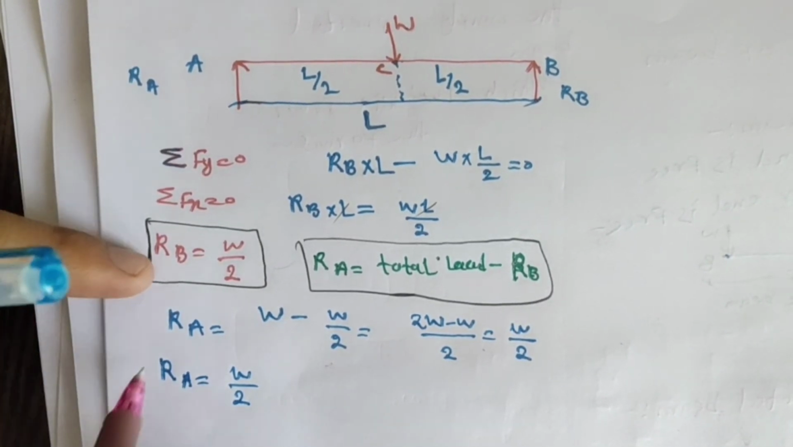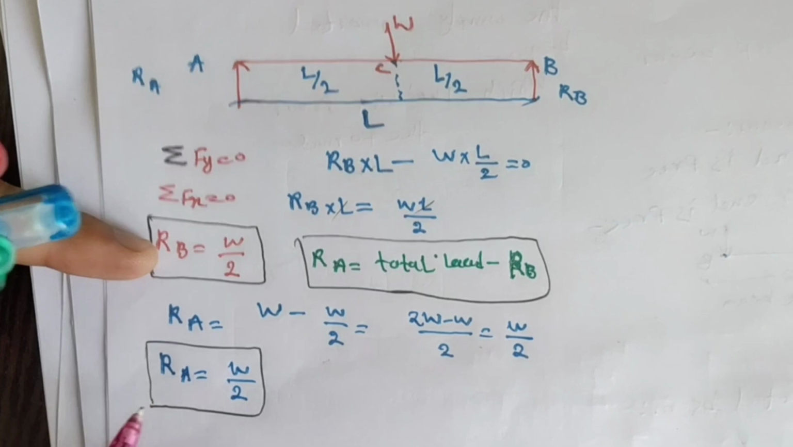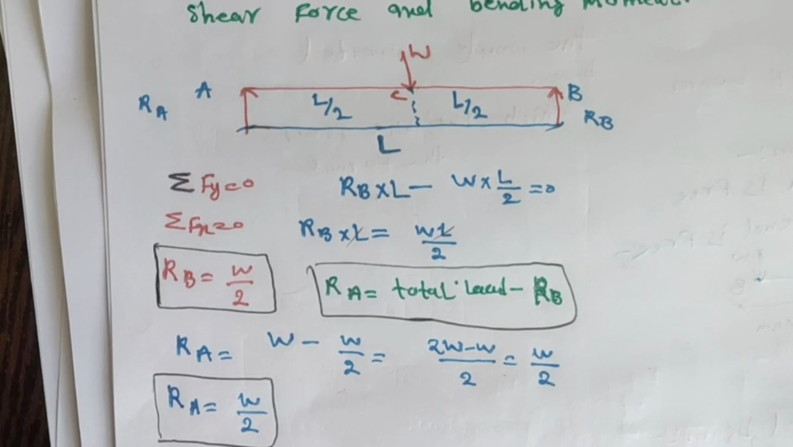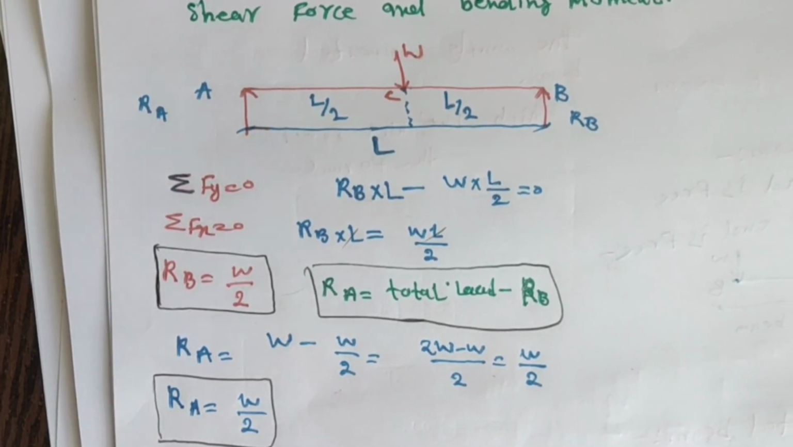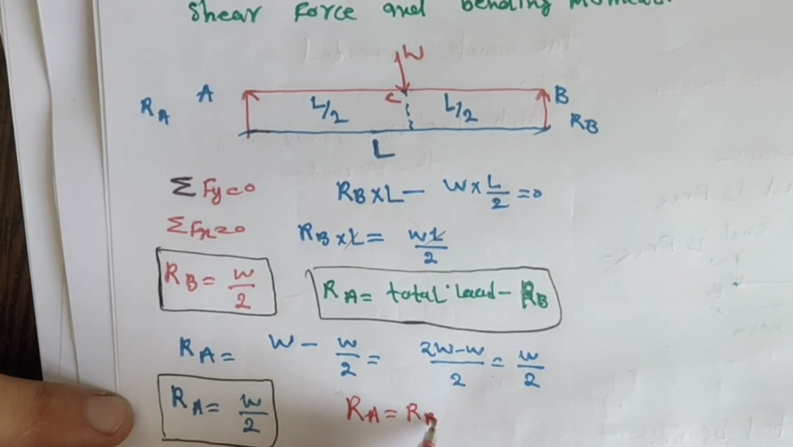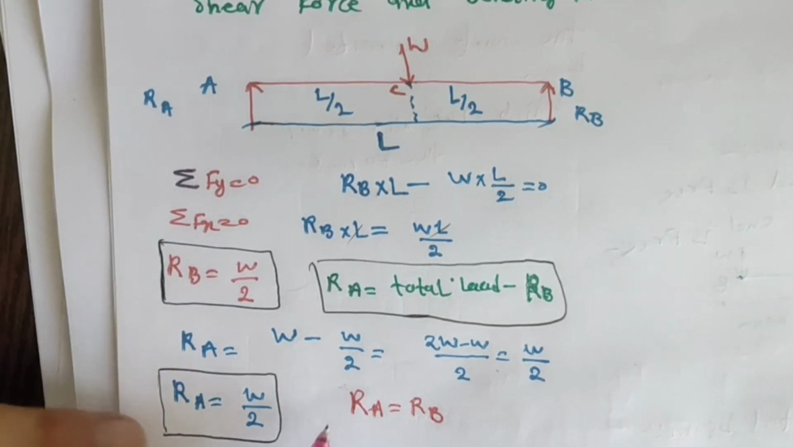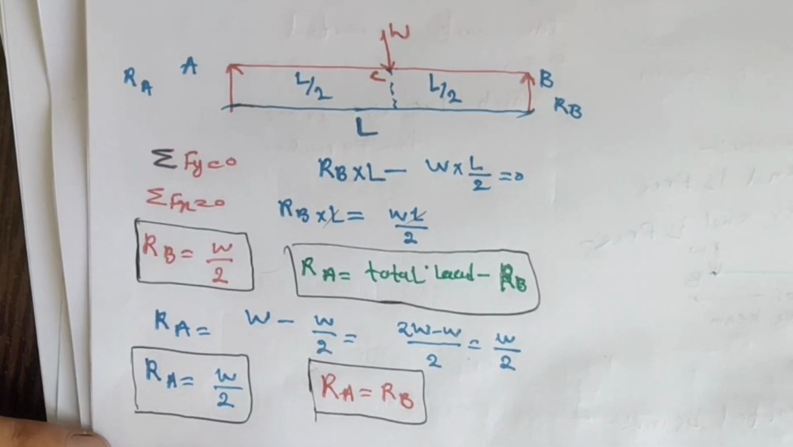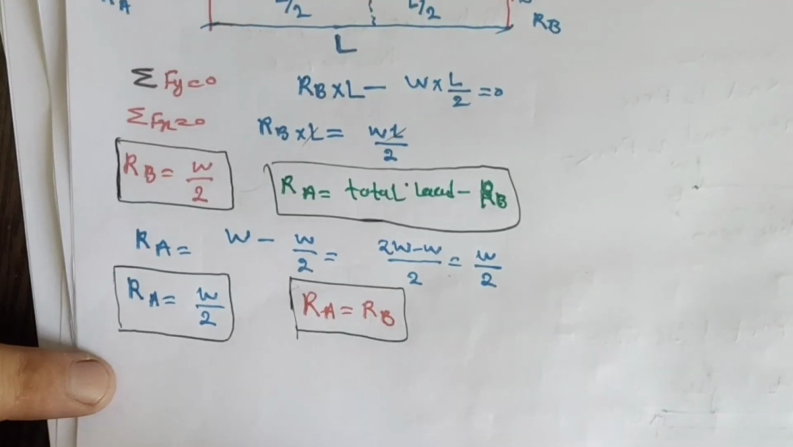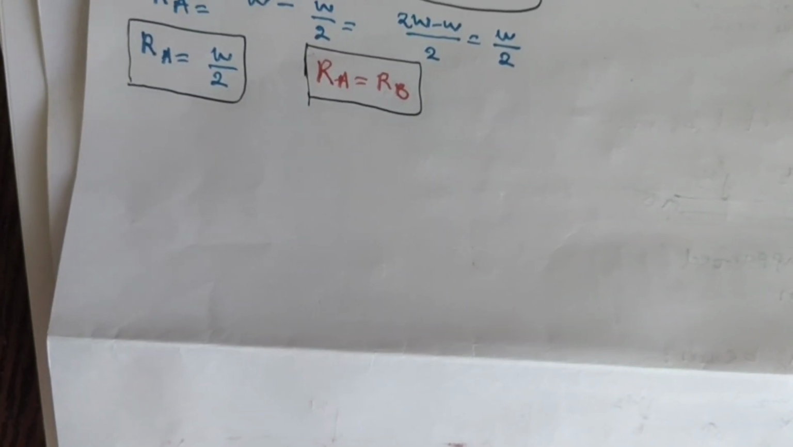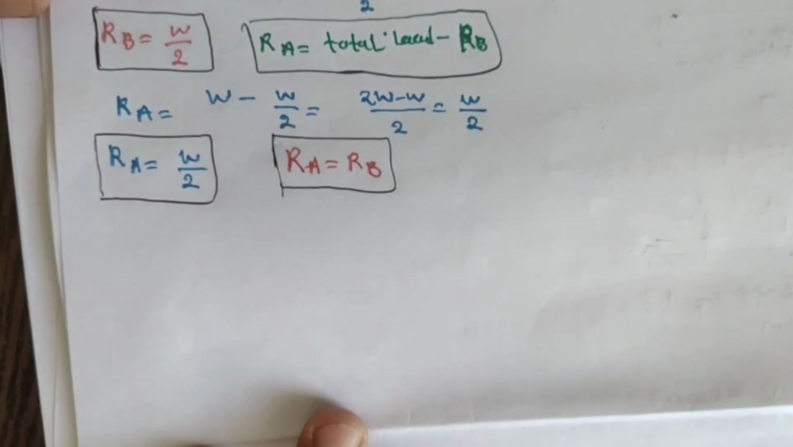Dear friends, please remember, if we have a simply supported beam with the load acting at the center point, in that case RA is also equal to RB. RA is equal to RB. Please remember this point. We found the reaction forces. Now we will find shear force and bending moment.